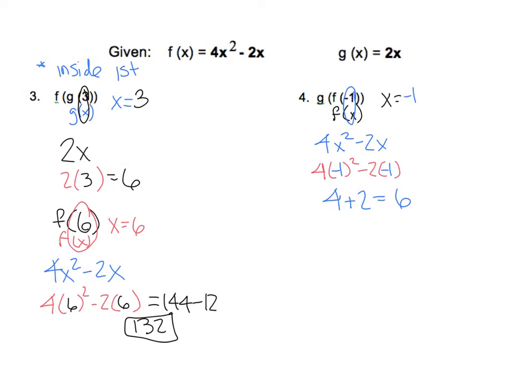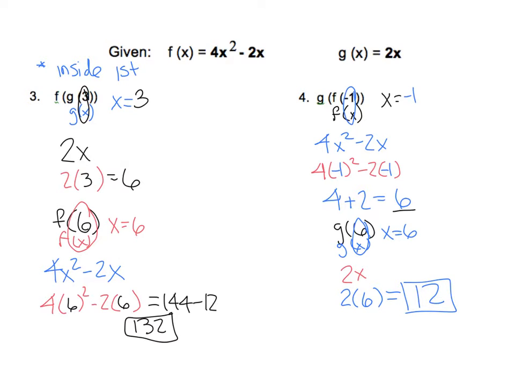Now remember, you're not done because now you have to deal with the g of x part. So really, we're turning this into a g of 6 problem because that was the result that we got here. So based on that, we know that we're going to be substituting in 6 for the value of x. Now remember, the expression changes. We're using the g of x expression, which is 2x. So essentially, when we substitute in the 6 for x, you get 2 times 6, and 2 times 6 results in an answer of 12. All right, moving on.